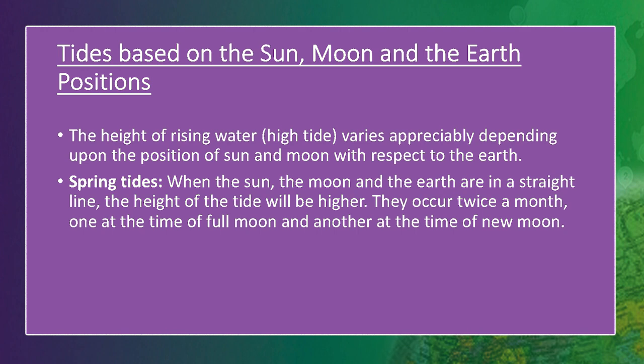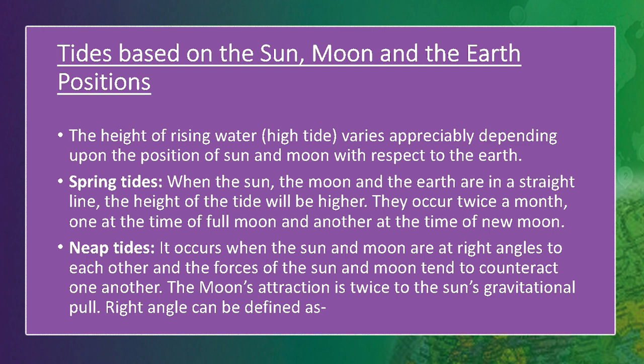of new moon. Neap tides occur when the sun and the moon are at right angles to each other and the forces of the sun and moon tend to counteract one another. The moon's attraction is twice the sun's gravitational pull. A right angle can be defined like this: earth position is here, moon position is here and sun position is here. So this kind of right angle.